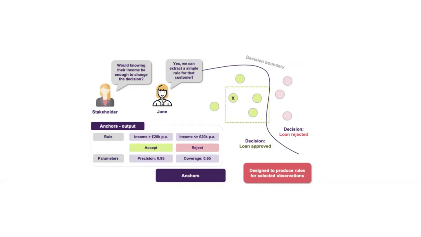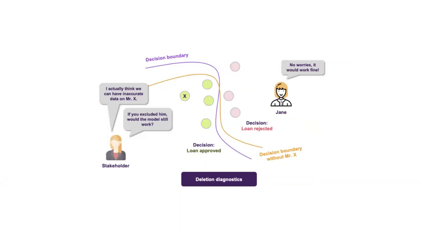Now, you can also flip this aspect, and you can also think about debugging the model using explainability techniques. For instance, if the stakeholder comes back and says, I'm a bit worried about the data point for Mr. X. Can you tell me how the model would behave if X was removed? And Jane can then replot the model, using a technique called deletion diagnostics, and tell you what is influencing the decision boundary the most, and she can explain that in fact X is not a critical factor in the way the model behaves now.